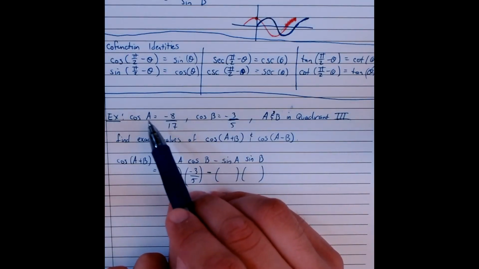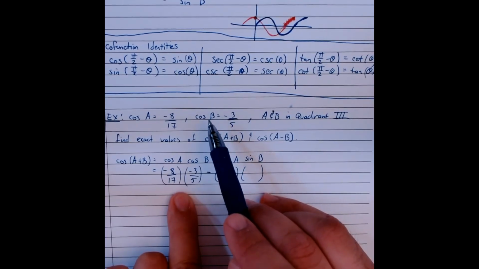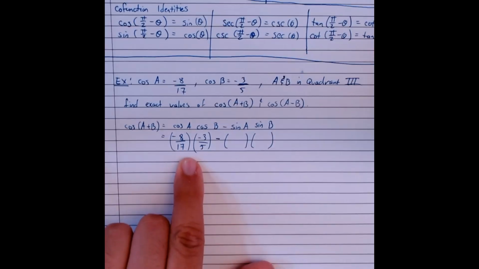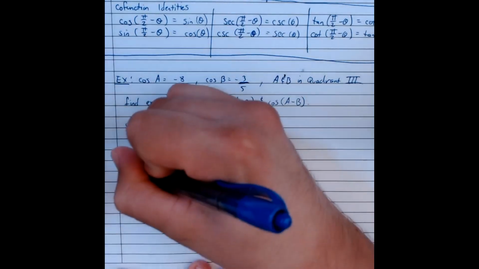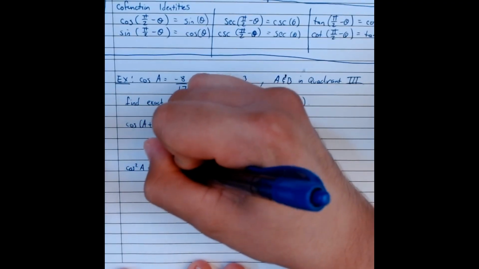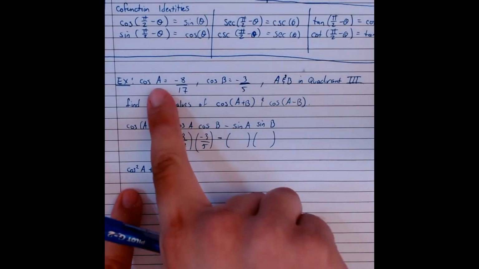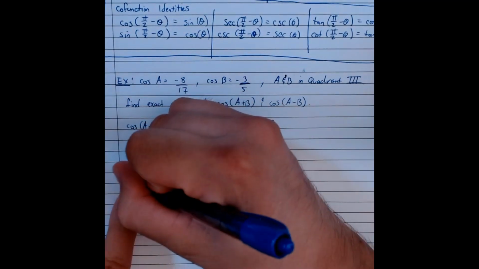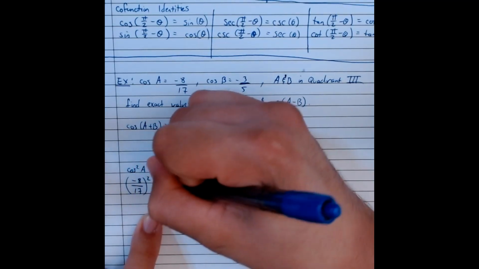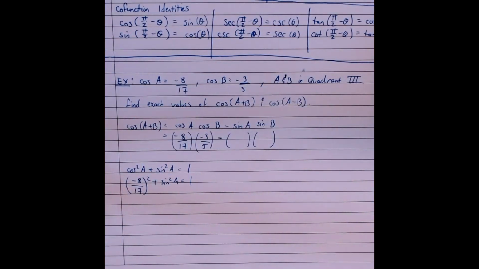But that would require me to know what this angle is. Same thing over here. I would have to know what this angle is, which I don't. But I don't need to know those because I have the Pythagorean identity that I can also use. I know that the cosine squared of the angle A plus the sine squared of the angle A is equal to 1. Oh, but I know cosine of A, which means I know how to square it. Negative 8 over 17, quantity squared, plus sine squared of A is equal to 1. I know how to square those.